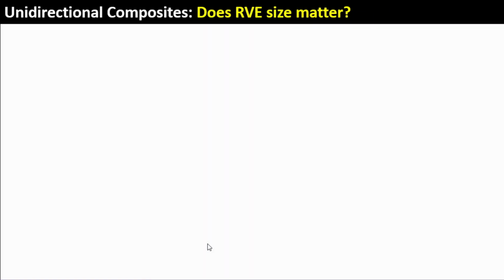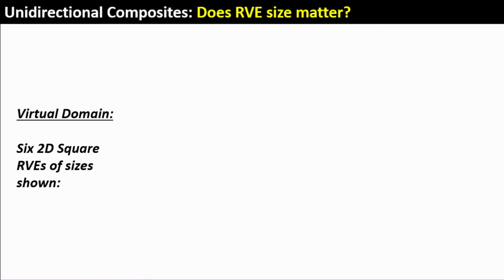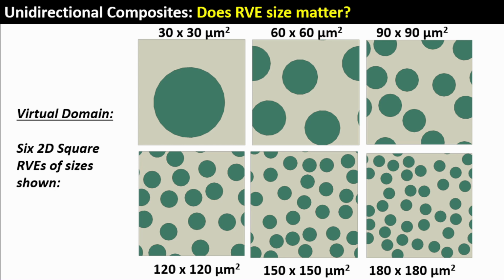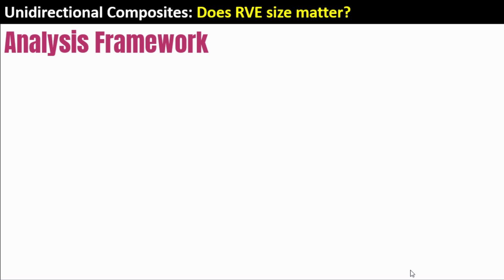So the first thing is, what is the domain that we are looking at? The RVE has a square representation, and we've got these six possible sizes. We select from these six to do a simulation, starting from the very smallest, 30 by 30, where the fiber is just 20 micron in diameter, and then we go up to the one that is 180 by 180.